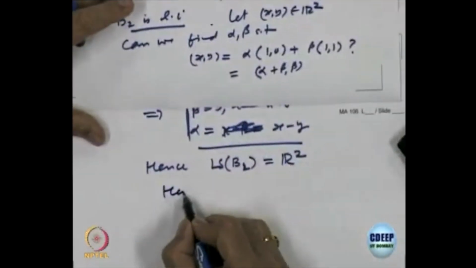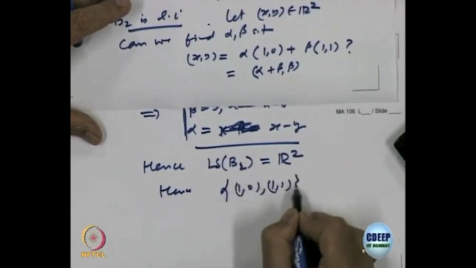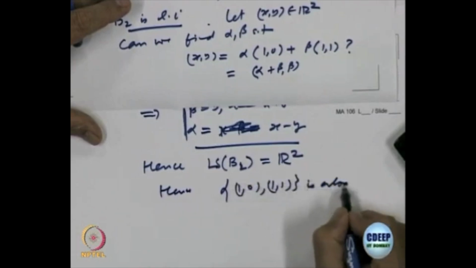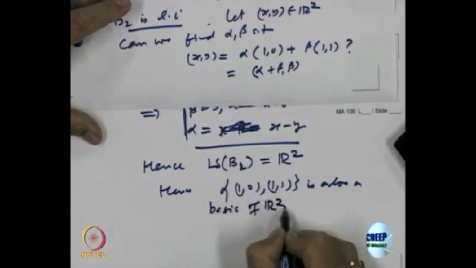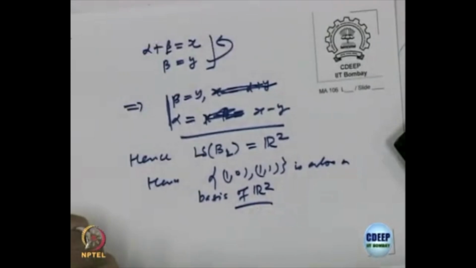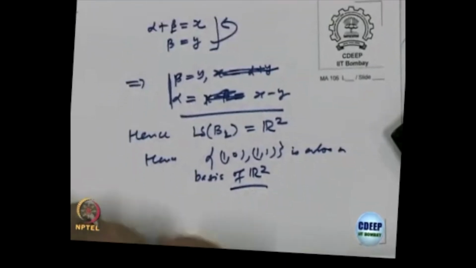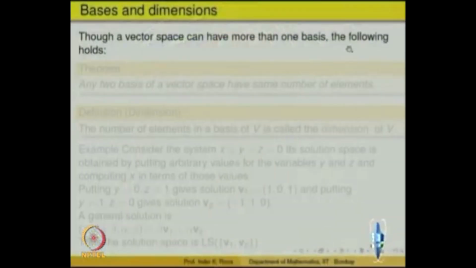So hence the set {(1,0), (1,1)} is also a basis of R2, right? So given a vector space, there could be more than one basis of that vector space possible. So that is what the remark says: a vector space can have more than one basis.